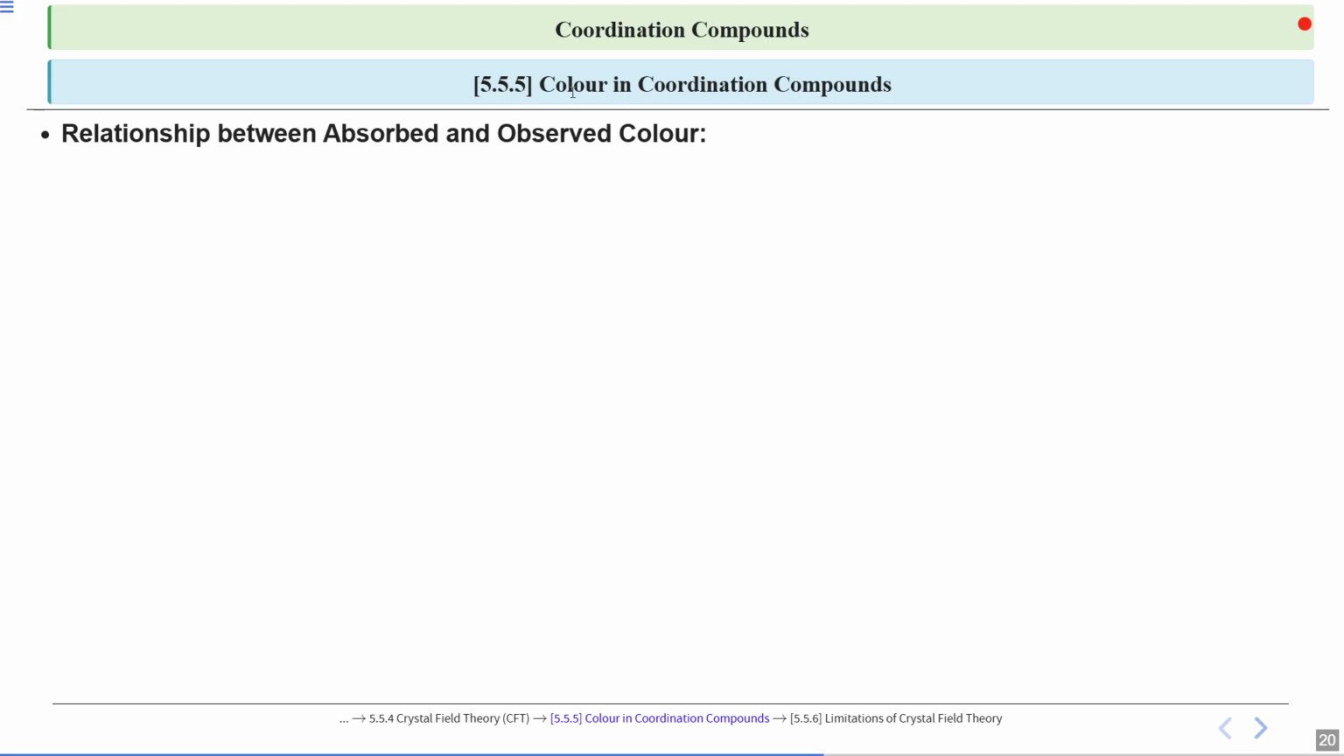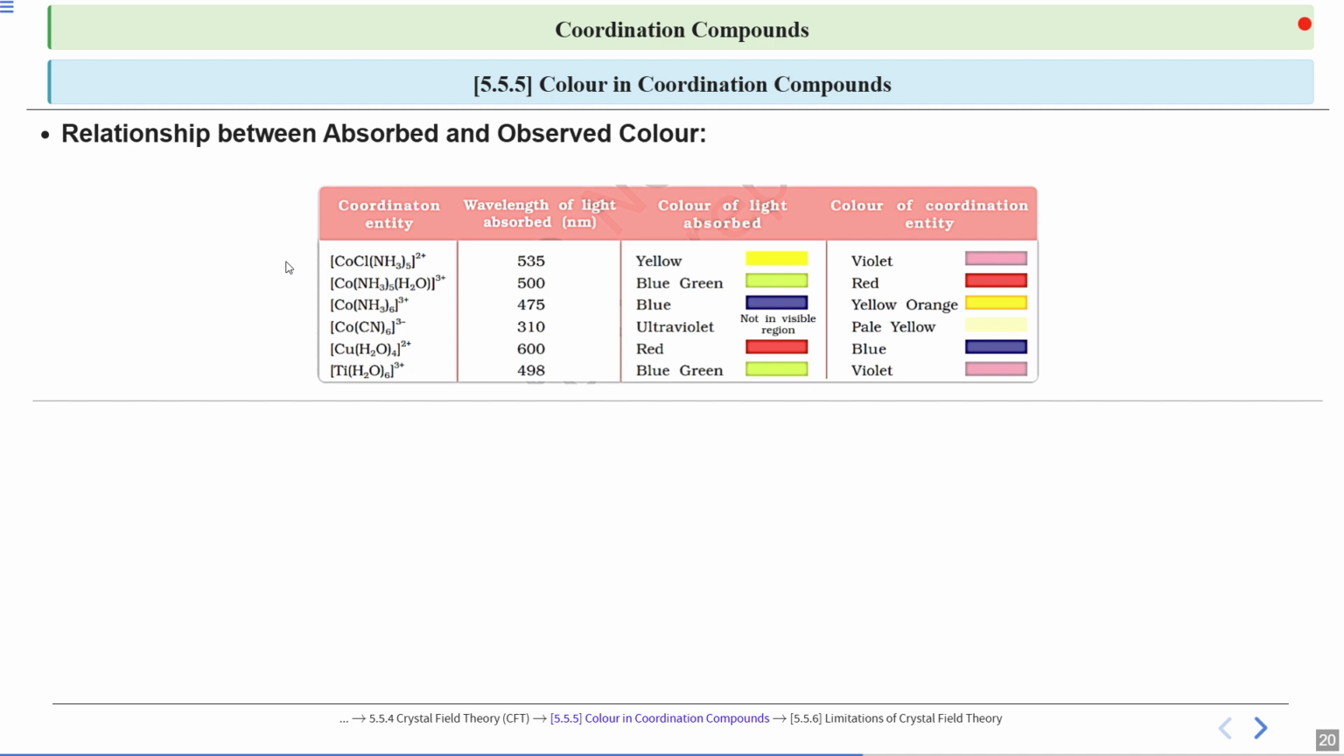Relationship between the absorbed and the observed color. Absorbed means the color of the light that it has absorbed. Observed means the color that it is showing, in which it is appearing. You can see this table having 4 columns: the coordination entity, the coordination complex we have given; the wavelength of light it is absorbing in nanometers; then the color of light that is absorbed by the complex; and the color of the coordination entity that is going to be shown by the complex.